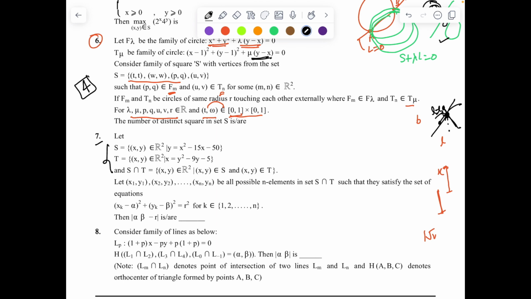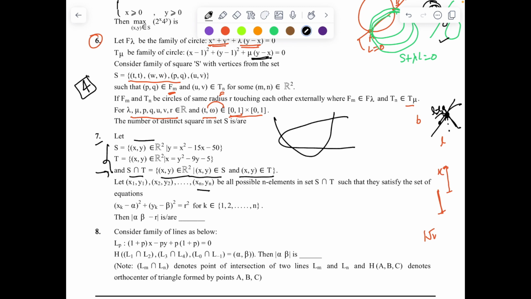Here we go. S is a set of all x, y in R2, so in the plane, such that y equals x square minus 15x. So it's some parabola. T is another set, x equals y square, so it's again a horizontal parabola. S intersection T is the set of all points such that (x, y) belongs to S and (x, y) belongs to T. So that is basically the definition of S intersection T.